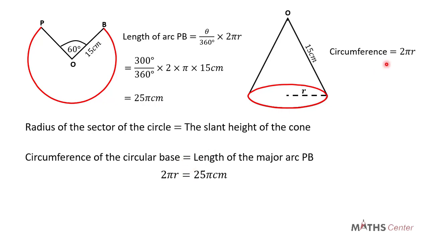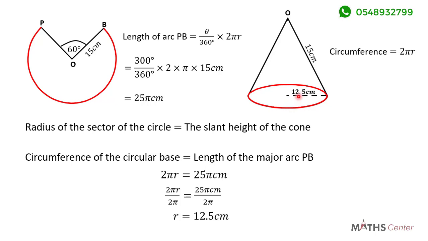So we can say that the circumference of the circular base, which is 2 pi r, is equal to the length of the major arc PB, which is 25 pi centimeters. We can find r from here by dividing both sides by 2 pi. And when we do that, we will have r equal to 12.5 centimeters. So it means that the radius of the circular base is 12.5 centimeters.